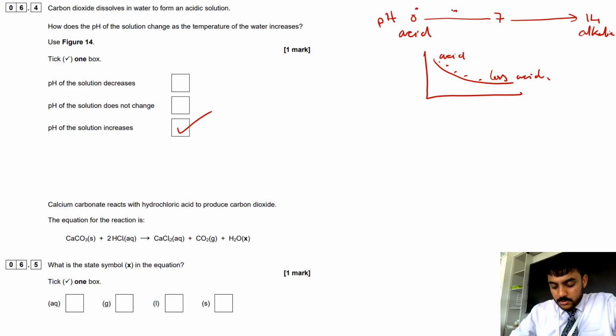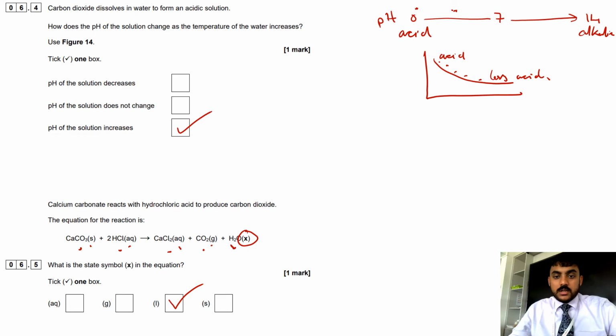Calcium carbonate reacts with hydrochloric acid to produce carbon dioxide. The equation for the reaction is given. Calcium carbonate, hydrochloric acid, calcium chloride, carbon dioxide, and then water. They are asking you what X stands for. S stands for solid, AQ stands for aqueous, G stands for gas, therefore H2O, water, must be a liquid. Now, in some scenarios, the water could be water vapor, in which case it's a gas.